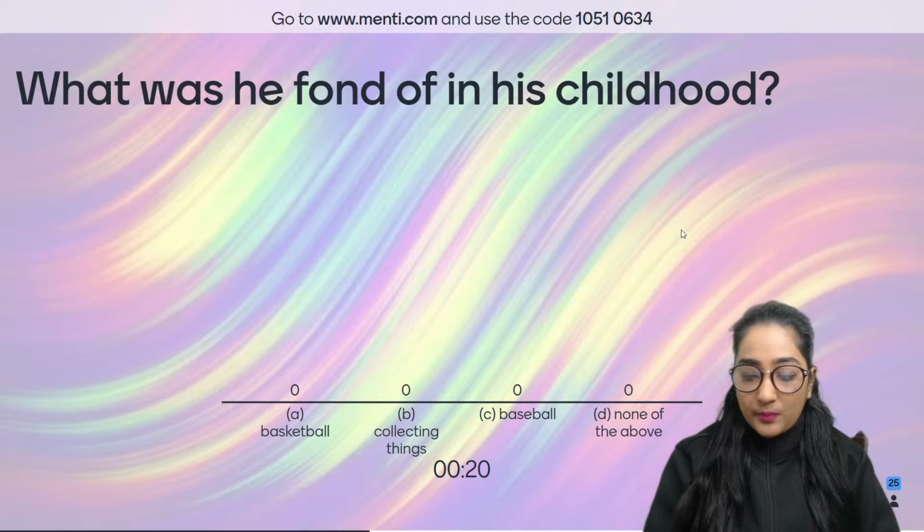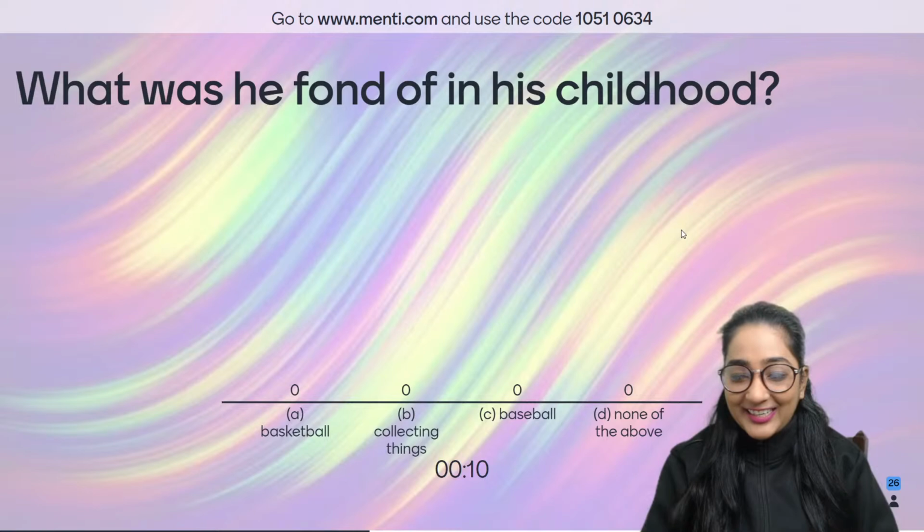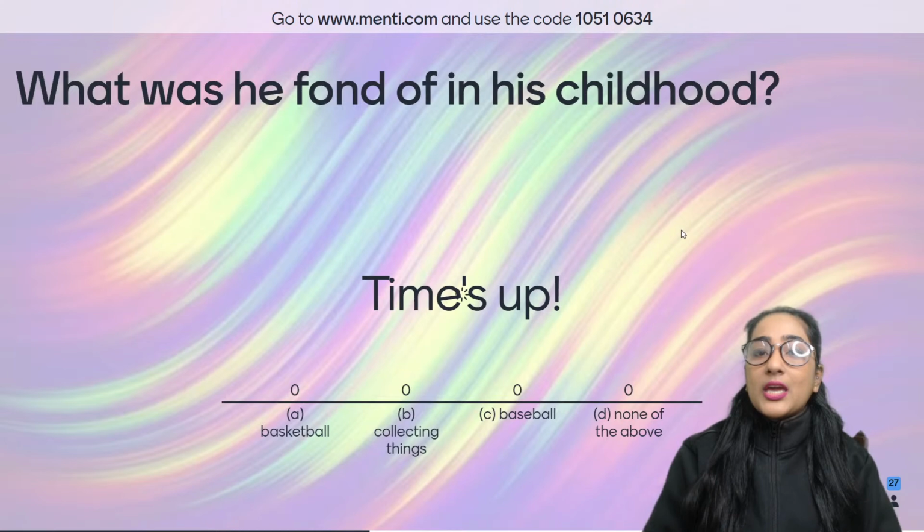What is it? Okay, Nisha says B, Shresh says B, Yogita says B, Ritesh. Okay, I think that is going to be the right answer. All right. Let's see if that's gonna be the right one or the wrong one. 5, 4, 3, 2, 1, and the time is up. Okay, so what does it say? Alrighty, very good. 22 students, you guys are right about that.